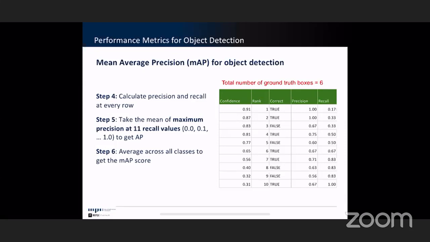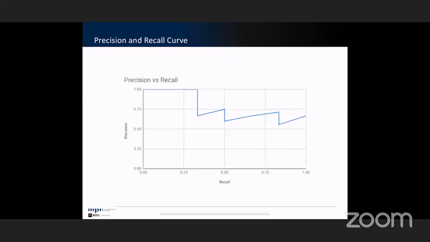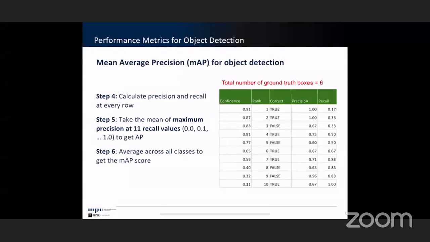And then in step 5, we can essentially plot this kind of a curve, right? A precision versus recall curve. So you see that recall will continue to increase, but precision can vary a little bit. So it can increase and decrease because initially it was 0.1, then it decreased and so on. And here we say that we take the mean of maximum precision at 11 recall values. So we now want to essentially average our precision over some 11 predefined recall values, say 0, 0.1, 0.2, all the way to 1.0. And this is called average precision.